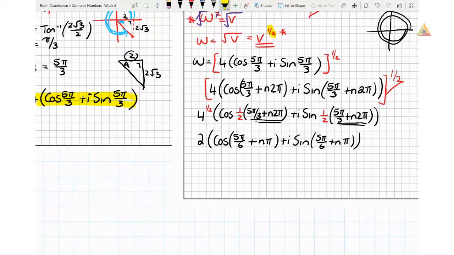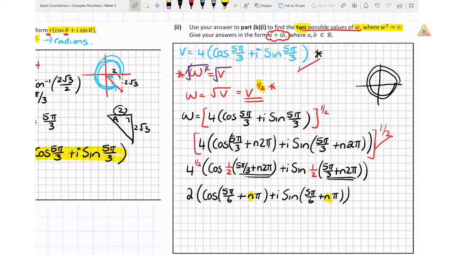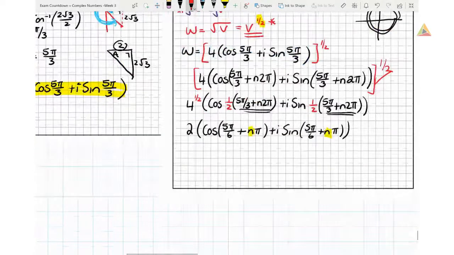So we're left with an n in our answer. But have a look. Let's remind ourselves of the question. The question asked us for 2 possible values of w. That's the hint in the question for how many values of n that you sub in. Okay, so we always start with n equals 0.